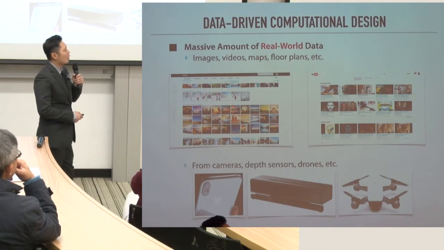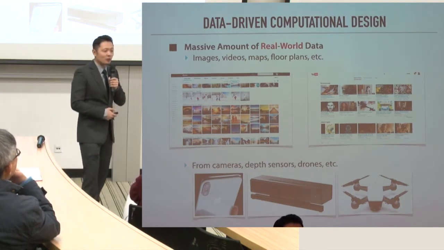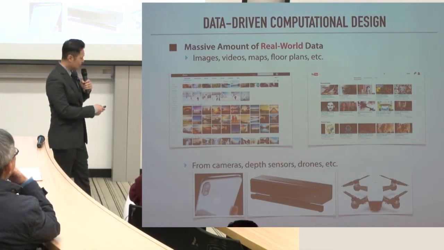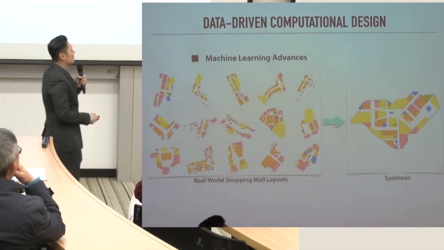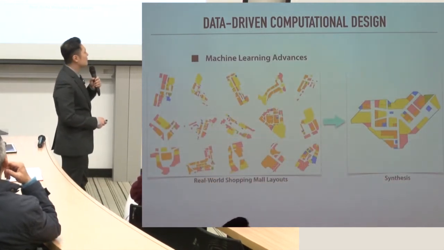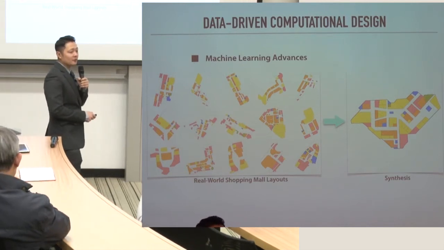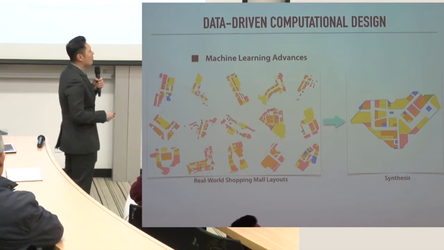And now, we can capture and share real-world data easier. It also makes us an opportunity to use data to help the computational design process. For example, we can use the improving machine learning techniques to learn some useful information from the real-world layout to help us design a new layout. That I will talk more about it later.